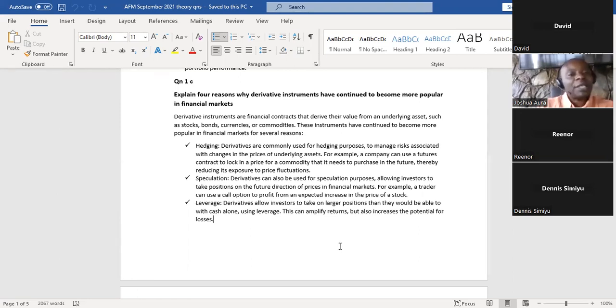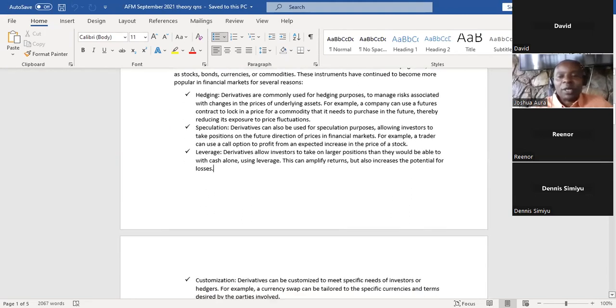So with leverage, you can use these derivatives, of course, even to borrow from banks. You can use them as collateral. Sorry, David, I hope you are able to scroll down. So leverage means you can use this as collateral even.